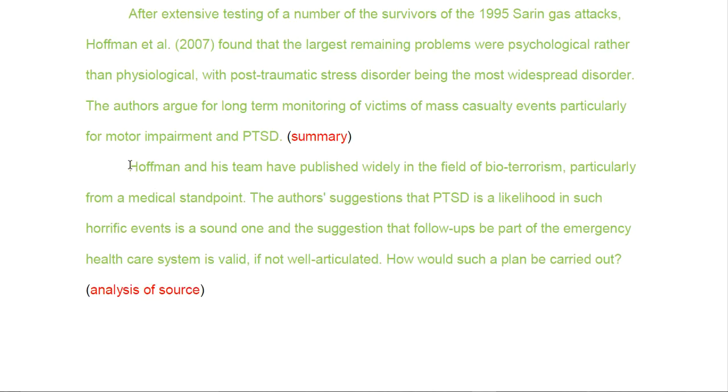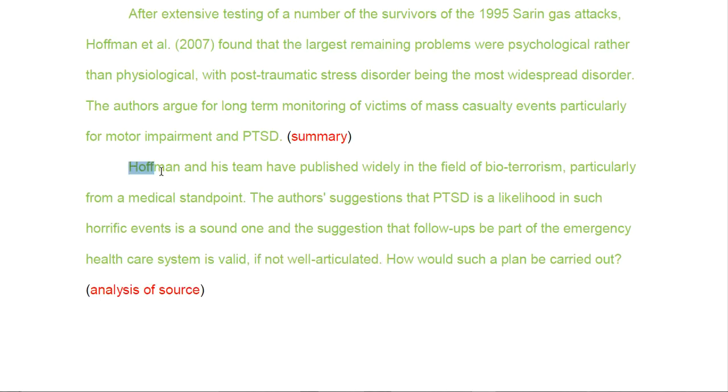In my next paragraph, Hoffman and his team have published widely in the field of bioterrorism, particularly from a medical standpoint. The authors' suggestion that PTSD is a likelihood in such horrific events is a sound one, and the suggestion that follow-ups be part of the emergency health care system is valid, if not well articulated. How would such a plan be carried out? This is my question, right? This is my assessment that it's not well articulated. In other words, it was hard for me to figure out the argument that they were making.